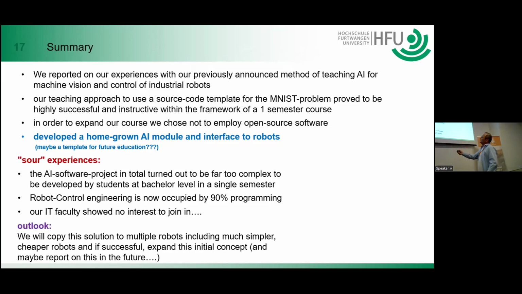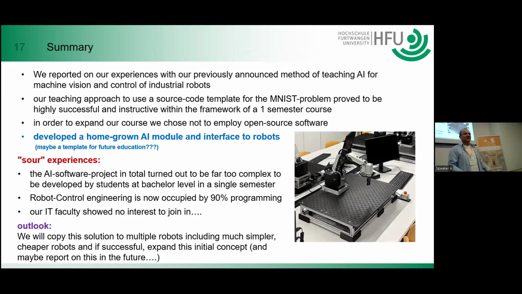The outlook is we will copy this solution to multiple robots, which are much simpler and therefore also much cheaper. I mean, with an industrial robot, which I showed you, you have a sort of entry fee of 10,000 euros just for the robot. These robots come at some 2,000 euros. So it's still not for free, but at least we can afford now some 10 examples of those. And this is maybe then our next report next year. So maybe when you come here, I will tell you what experience we make with that.